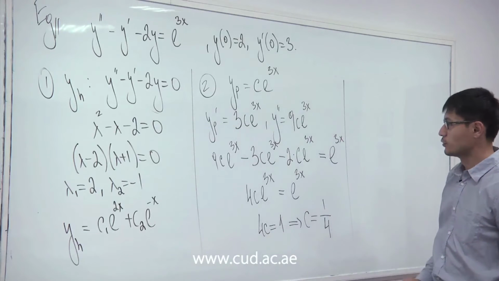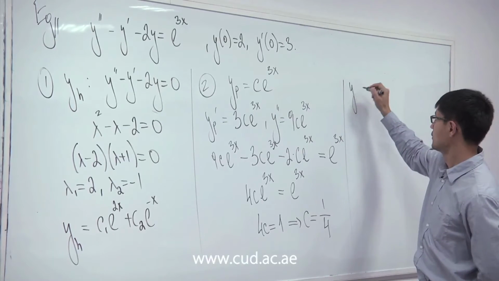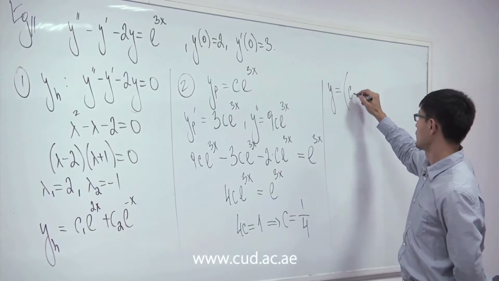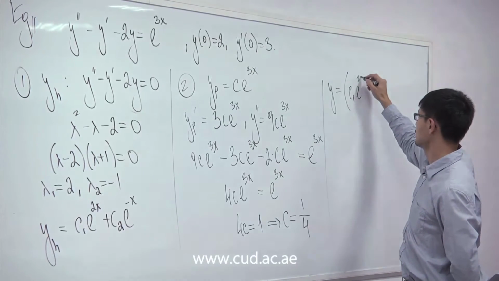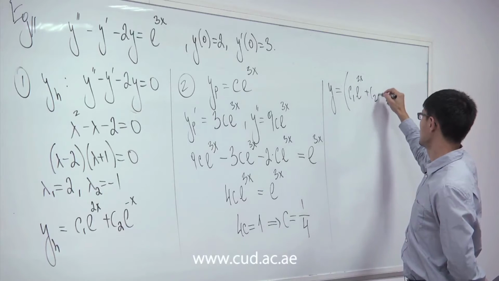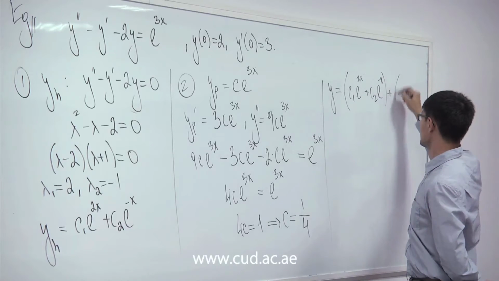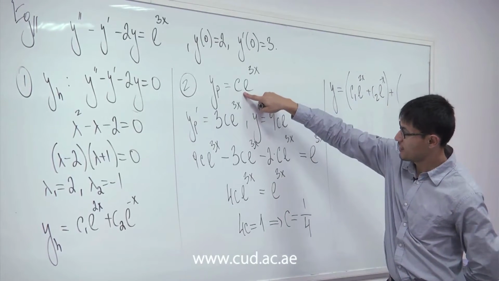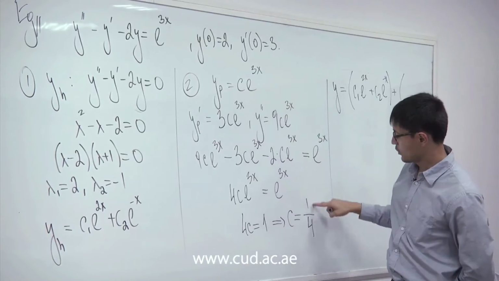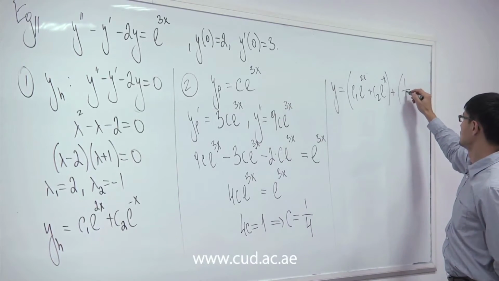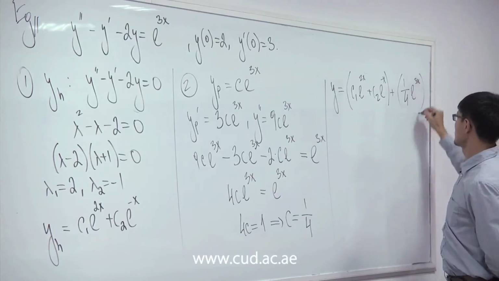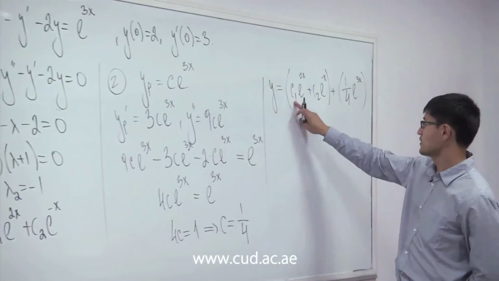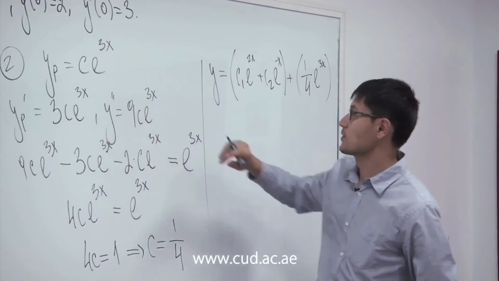So we get our solution, the general solution. Remember, it was y of h. So y of h we found is c1 e to the 2x plus c2 e to the minus x, plus y of p. And y of p is this, and c here is 1 over 4. So that's our y of p. y of h plus y of p, that's our solution.